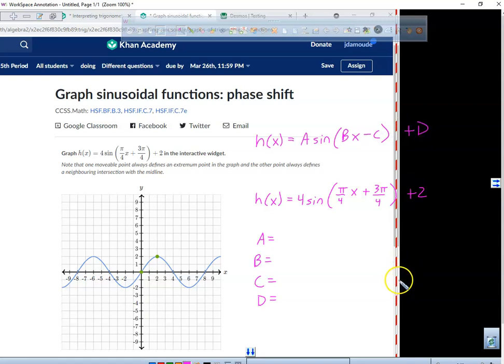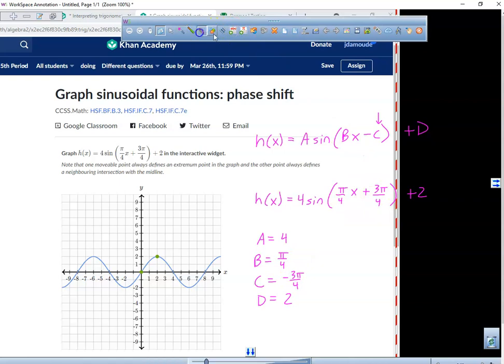So we can clearly see our a value. Our a value is what number? The number 4. We can clearly see our d value. That's the number 2. And we can clearly see our b value, which is pi over 4. Where students mess up is right here. They'll see that as a positive, but I do not see that as a positive. I see it as a negative 3 pi over 4, because when you plug that in, a negative times a negative is a positive. So those are all the values.